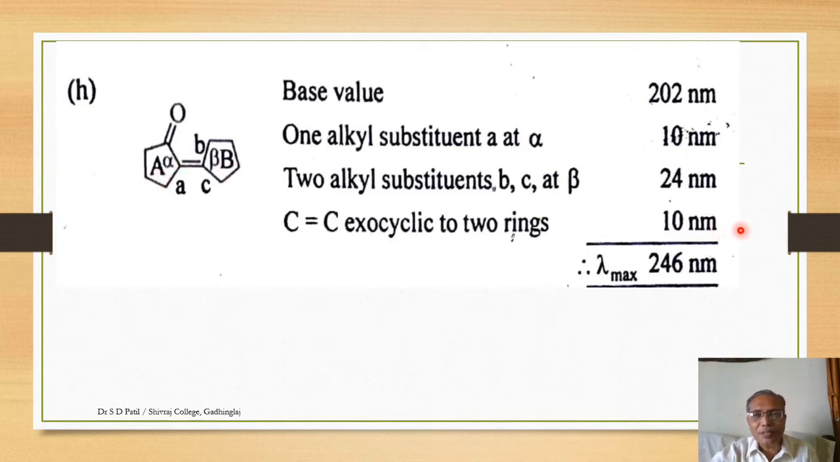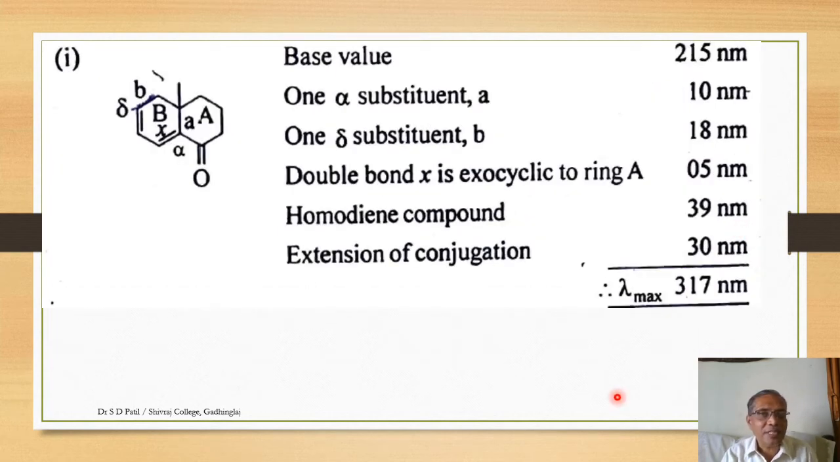So it is an increment of 10 nanometers. The total is 246. In this case, the base value is 215 because it is a hexacyclic enone. Then to this hexacyclic enone, one alpha substituent, represented by A, gives an increment of 10 nanometers. One delta substituent B. At beta position you don't have any substituent because there is again extended conjugation. At delta position you have substituent B, and therefore it is an increment of 18 nanometers.